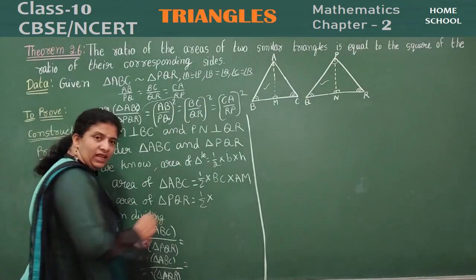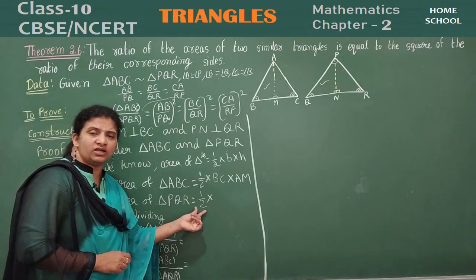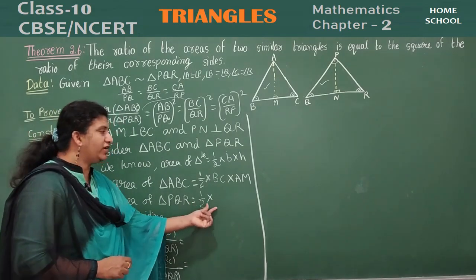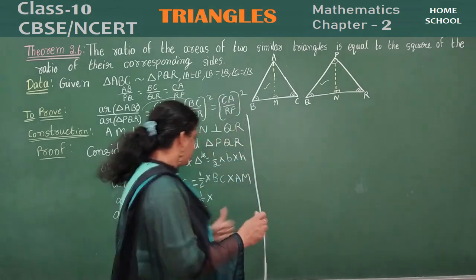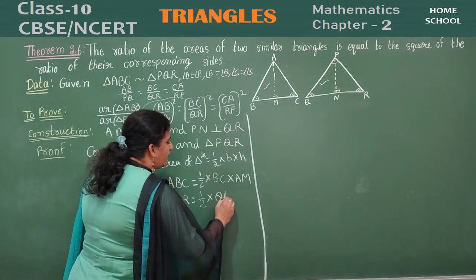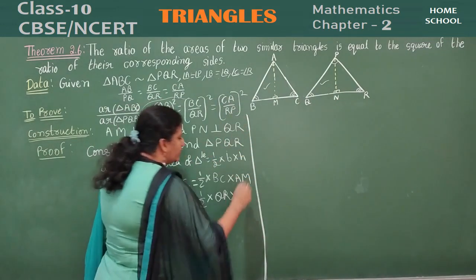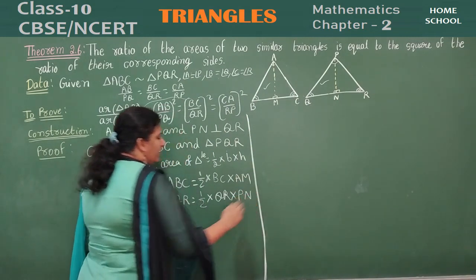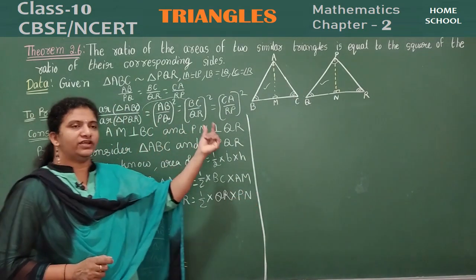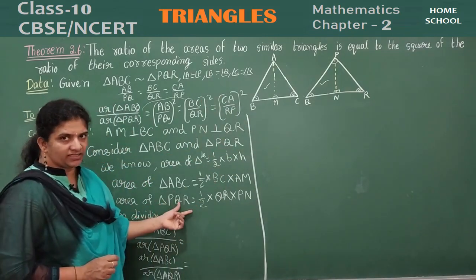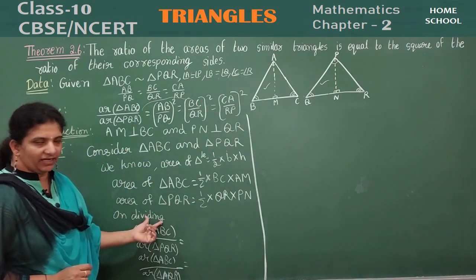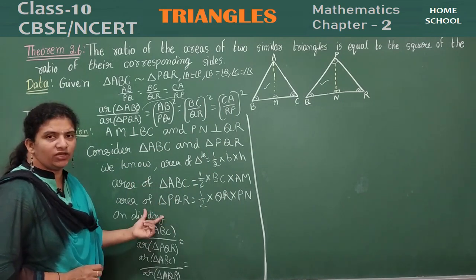Area of triangle PQR is equal to how much, children? Half into base. What is the base here? QR. QR into what is the height? Altitude is PN. Okay. Half into base into height. So now what do we need to do next step? On dividing. These two areas we need to divide.